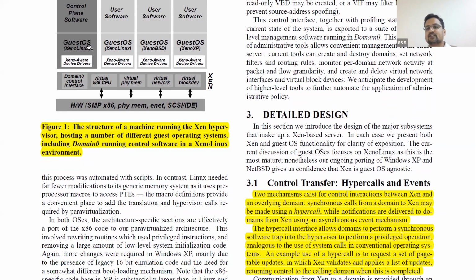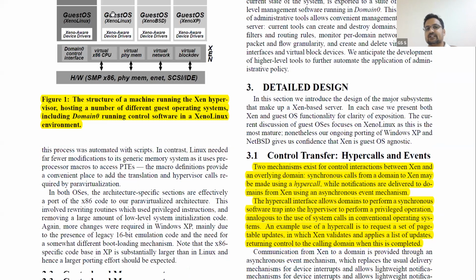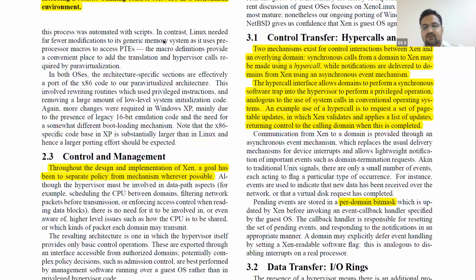Now, what is the purpose of specific system calls we create in Gen? An important addition to Gen is hypercalls. What is a hypercall? Two mechanisms exist for control interactions between Gen and an overlaying domain. Who is a domain? A virtual machine and an operating system running on top of it. It can talk to Gen. How can it talk to Gen?